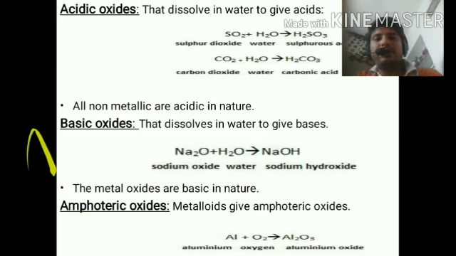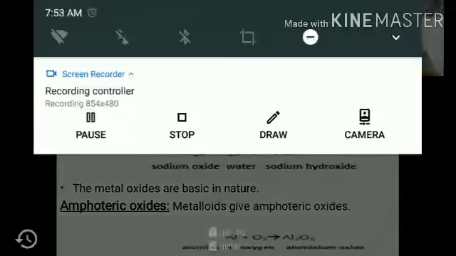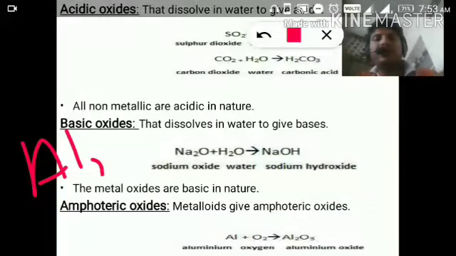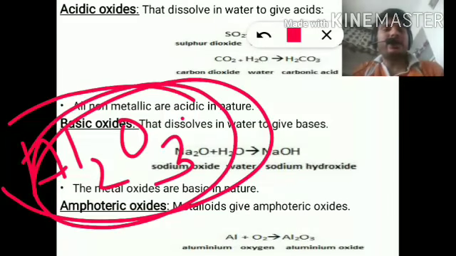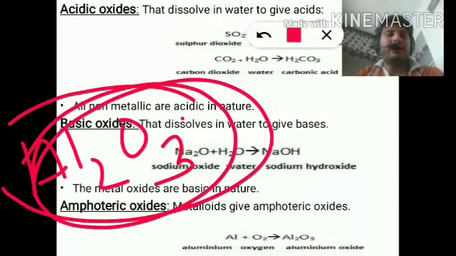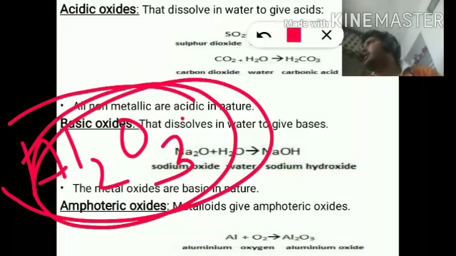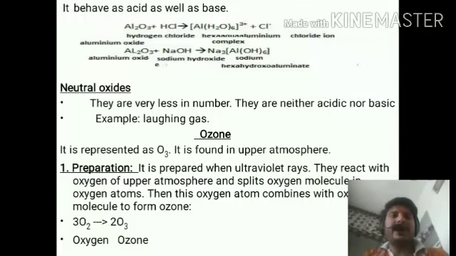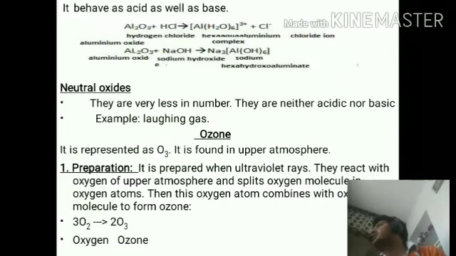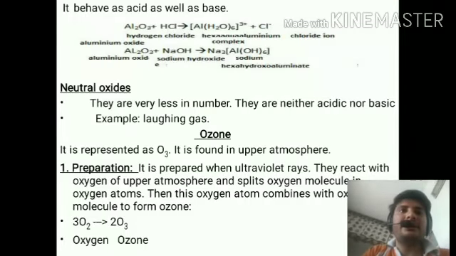For example, aluminum oxide, Al2O3. Aluminum oxide is the amphoteric oxide. It behaves as an acid as well as a base, because it is amphoteric.